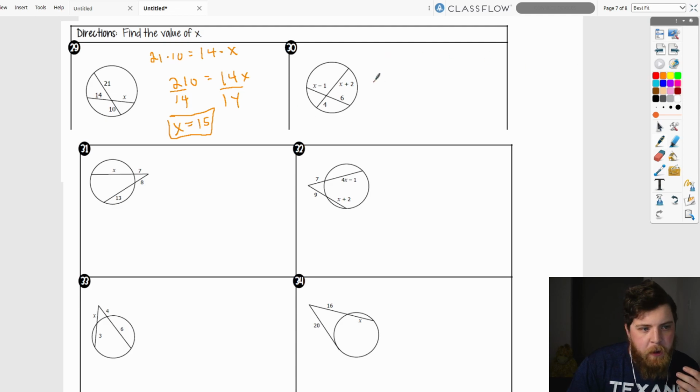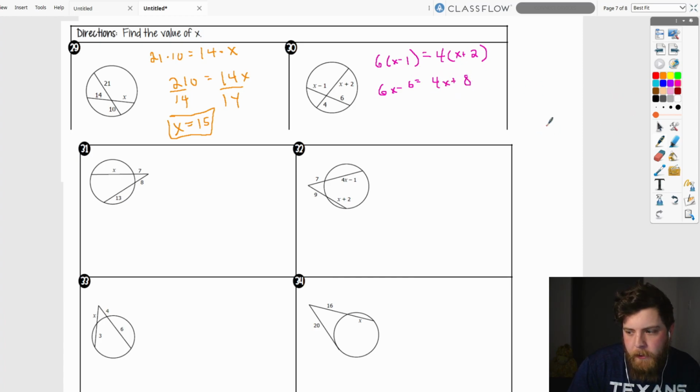Okay, once again here, we can take 6 times x minus 1. It's going to be equal to 4 times x plus 2. So we get 6x minus 6 is going to be equal to 4x plus 8. We can move some stuff over. Minus 6x, minus 6x, minus 8, minus 8. Ends up being, what's that, negative 14? Yeah. Negative 14 equals negative 2x. Divide by negative 2, divide by negative 2. x would equal 7.